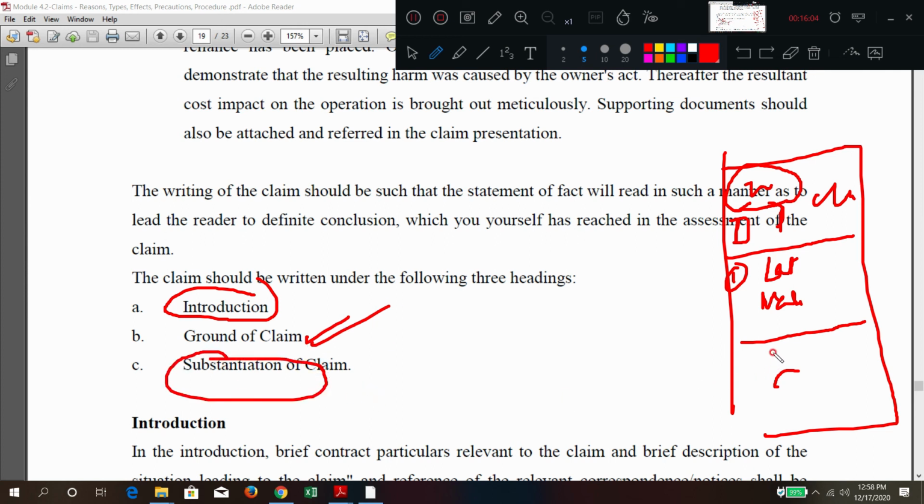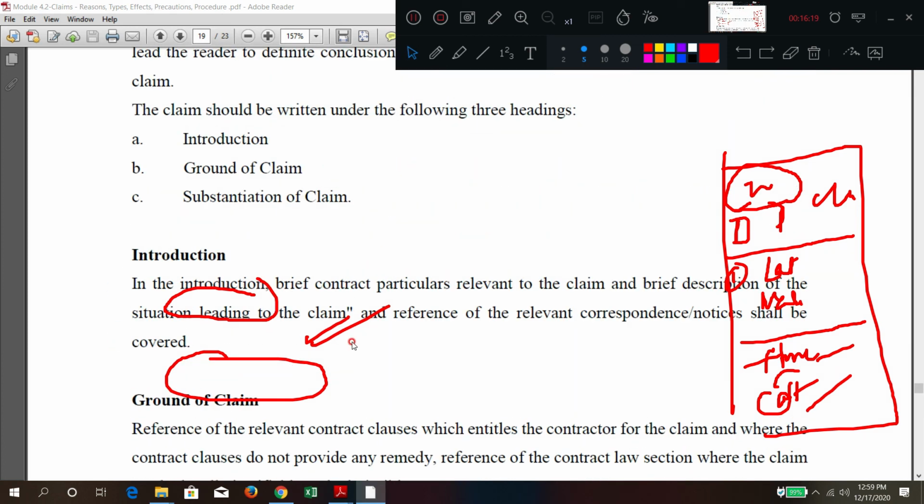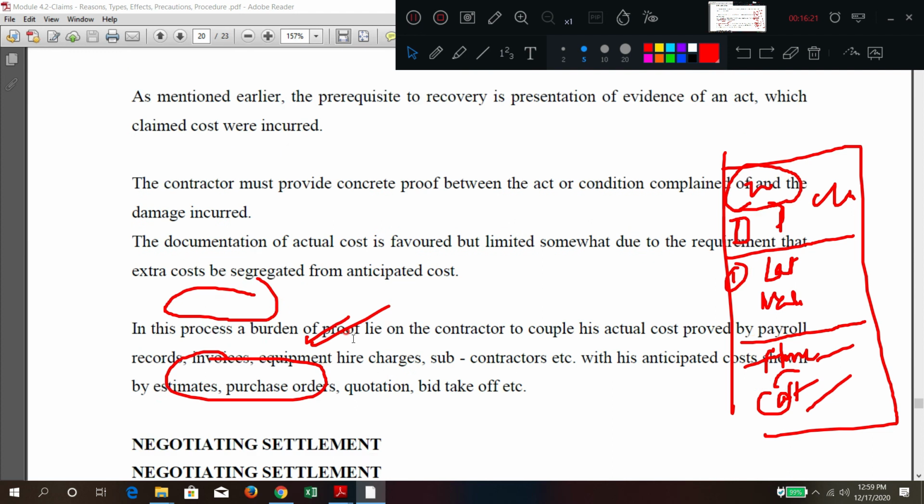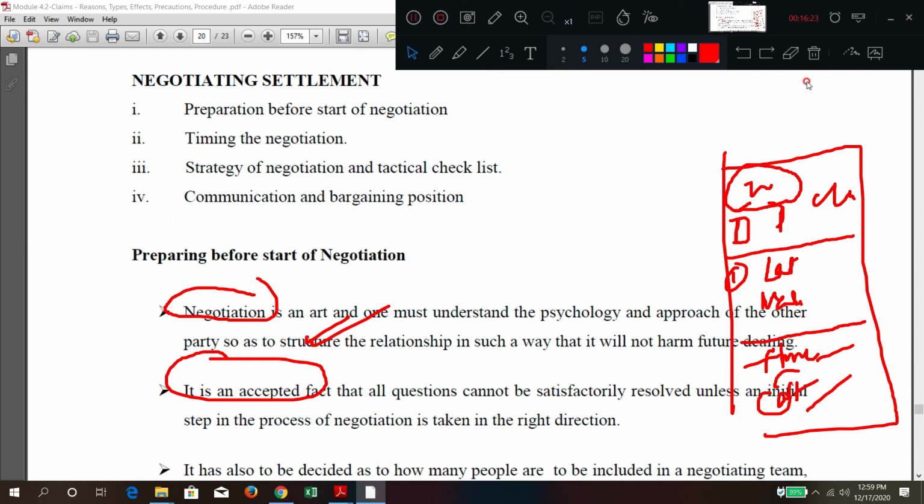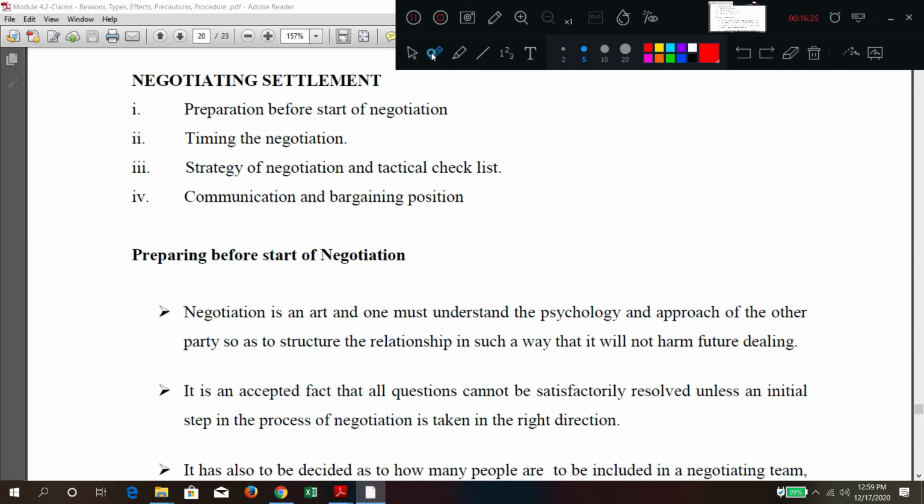Substantiation means: how much additional time was there? How much additional cost was borne by the contractor? How much additional time is required? How much additional cost is required? So in three stages, you can go for the claims. This is about the preparation of the claim. Then proving damage and negotiation. Negotiation is the last stage, so you have to prepare for that.